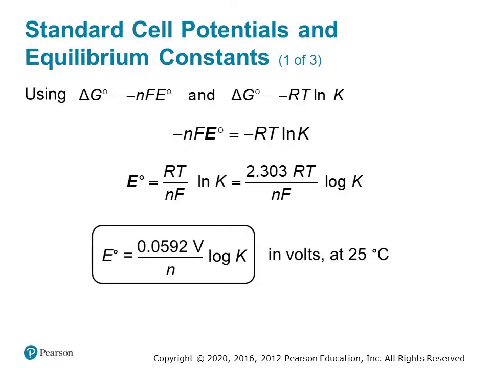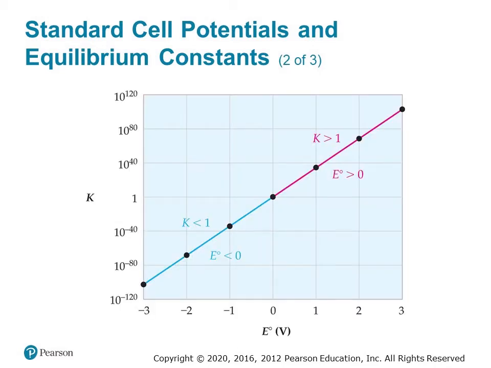For a reaction already at equilibrium, Q equals K and E equals 0. Making these substitutions into the Nernst equation, we can arrive at a version that expresses the standard cell potential to the equilibrium constant. E standard equals 0.0592 volts over n times log base 10 of K, assuming that the temperature is 25 degrees Celsius. Analyzing the behavior of this equation reveals a fairly intuitive result if you've followed along so far. When the equilibrium constant is greater than 1, so product favored, the standard cell potential will be positive. Likewise, if K is less than 1, so reactant favored, the standard cell potential will be negative.